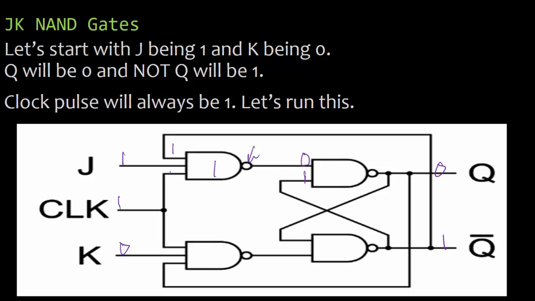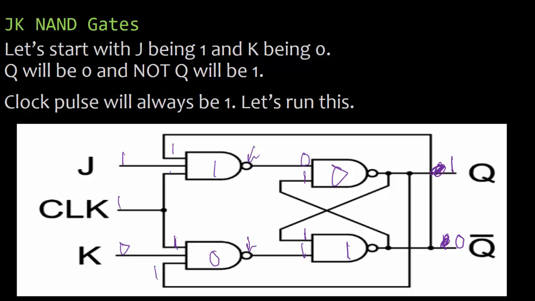We invert it, which gives us 0. I bring up the 1. 0 and 1 give me 0, which changes this to a 1. So I bring down the 1 here. Now, the clock pulse is 1, K is 0, Q is 1. So running 1 and 0, that gives me 0. I hit the inverter, which gives me 1. 1 and 1 is 1, which makes this 0. So now that we've run this and we're in a balanced state, it works.